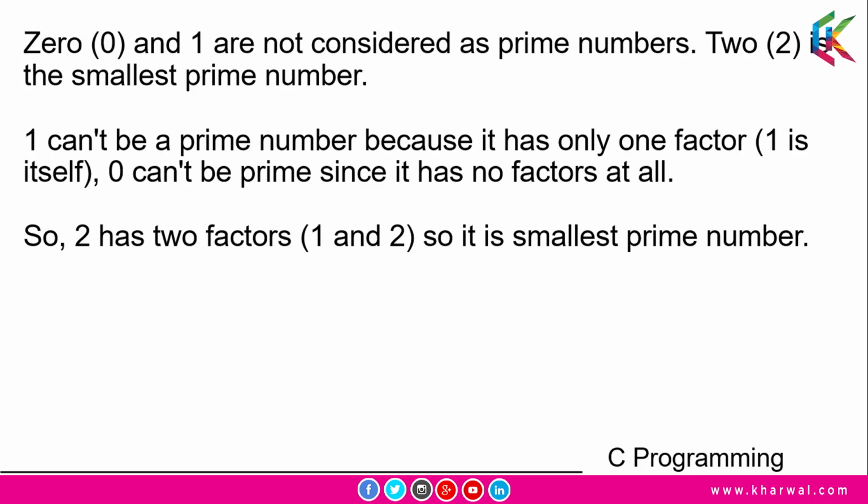Moving further guys, 0 and 1 are not considered prime numbers. 2 is the smallest prime number. 1 can't be a prime number because it has only one factor, that is, 1 is divisible by itself. And 0 can't be a prime number since it has no factors at all. 2 has two factors, 1 and 2, so it is the smallest prime number. Now guys, let me open up the Turbo C++ compiler.